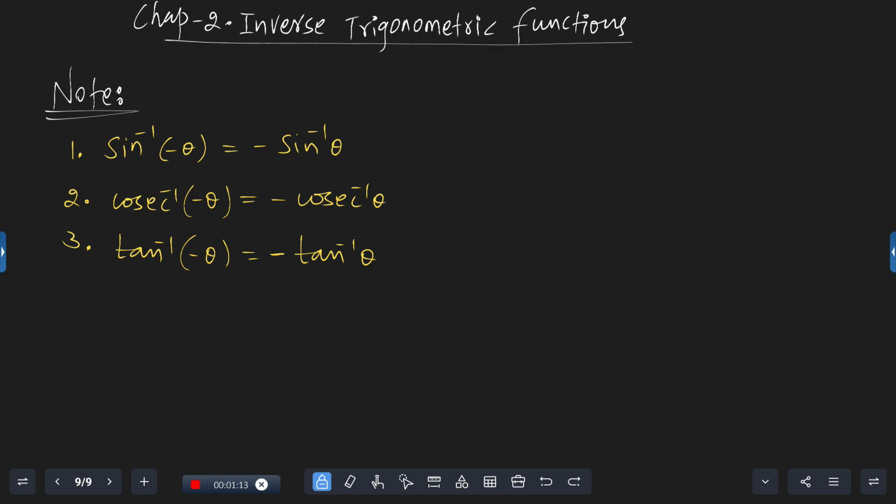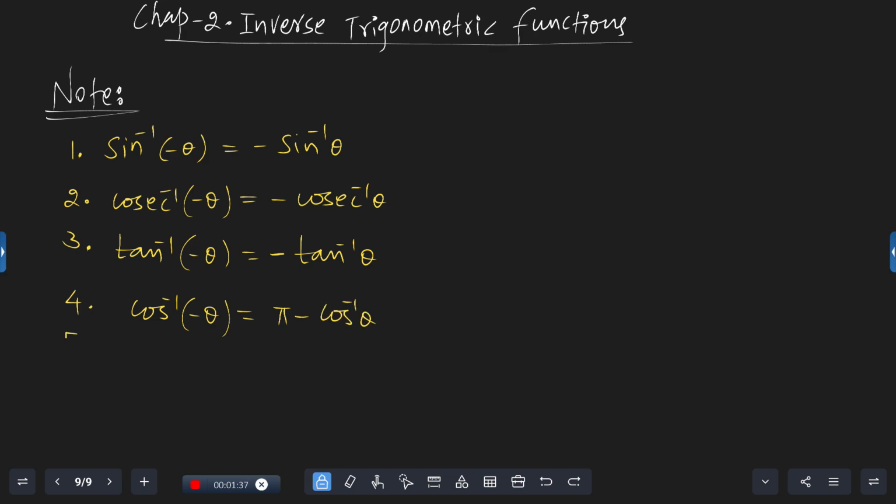Understand? The theta will be a real number here. Real number in the sense, don't think it is an angle, it is a real number. Instead of that, you can use x also, not an issue. Understand? And the fourth one, what is that? Cos inverse of minus theta, the answer you will get is pi minus cos inverse of theta. This will differ.